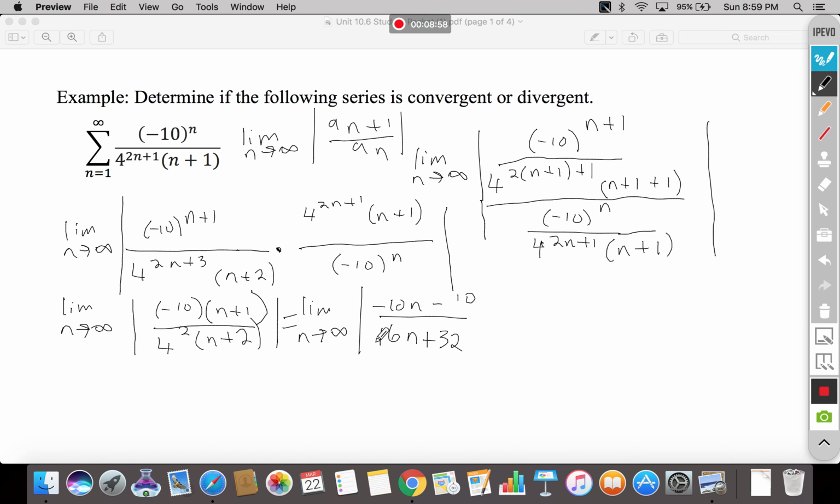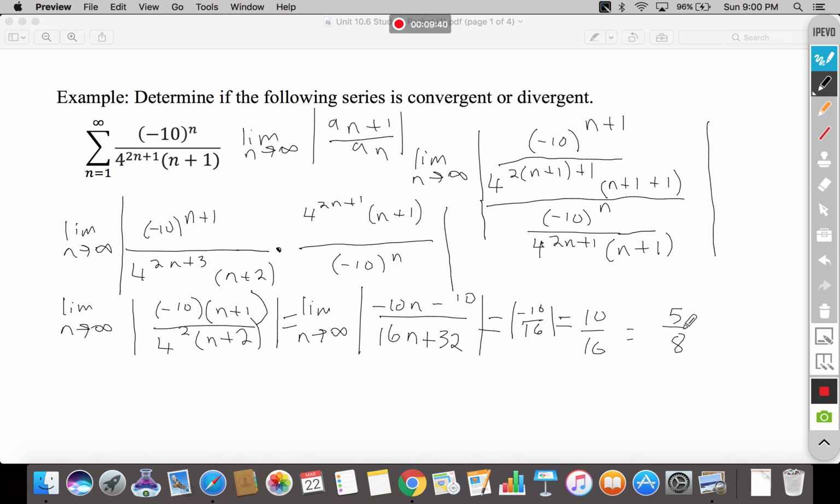All right. So cleaning this up then, we end up with something that looks more like this, right? 16, negative 10. We take the limit of this and take the absolute value. Well, our negative 10 and our 32 don't matter. We end up with negative 10n over 16n as n goes to infinity. Those will cancel out, and we end up with the absolute value of negative 10 over 16, which is going to be equal to 10 sixteenths, which is equal to 5/8.